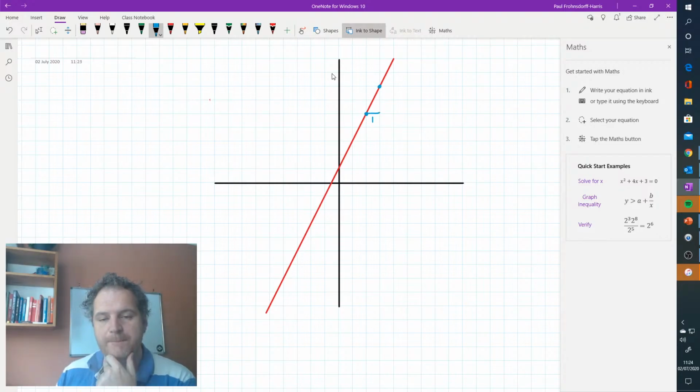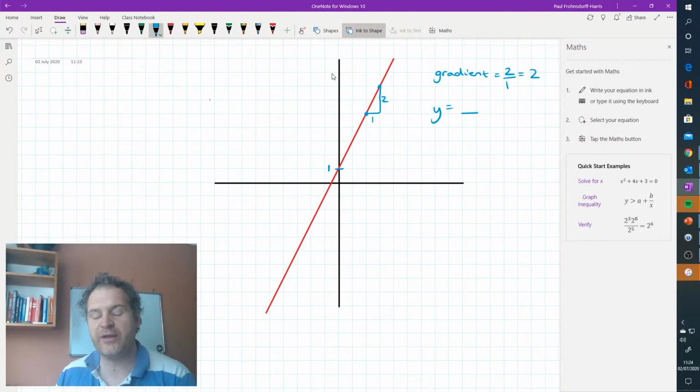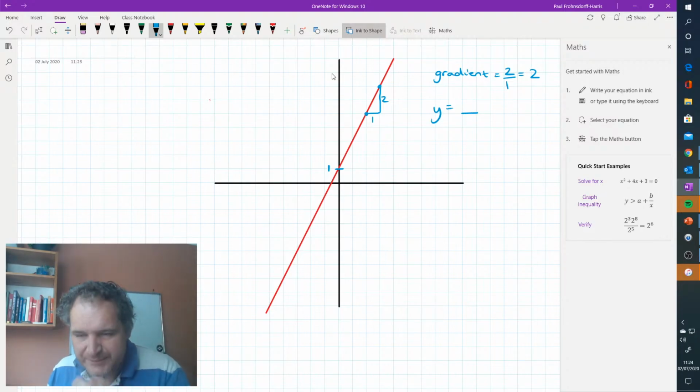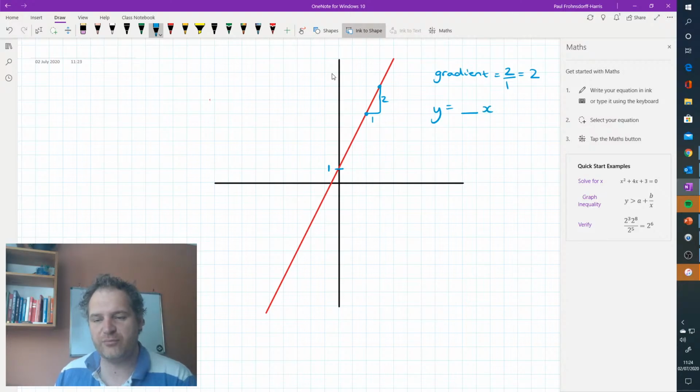So I go along 1, up 2, and my gradient, this is what we've learnt today, the gradient is the rise over the run, which is 2. But what we're finishing off the lesson with is, we can see that that's plus 1. So we can write y equals something, excuse me again, something x plus something. We then work out that this number is 1, so that's the y-intercept, so it goes on the end, plus 1. This number was 2, it's the gradient, so it goes before the x, so it's 2x.